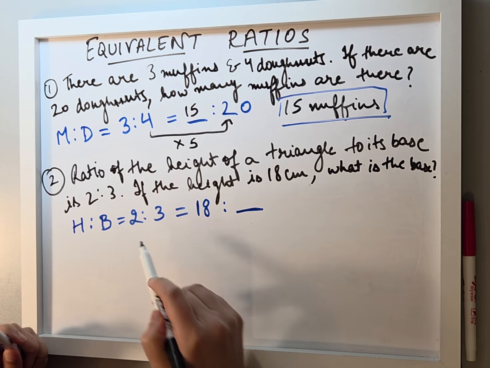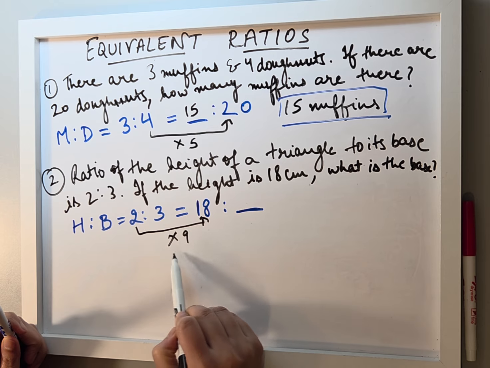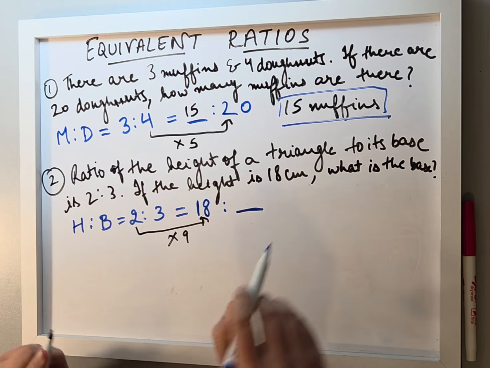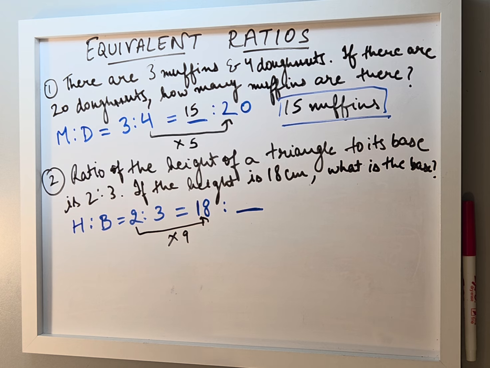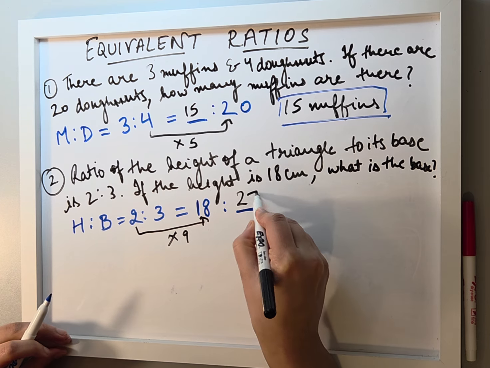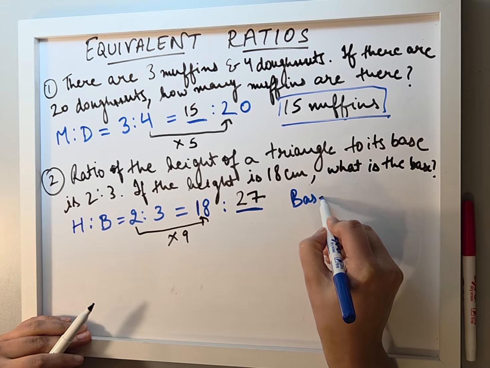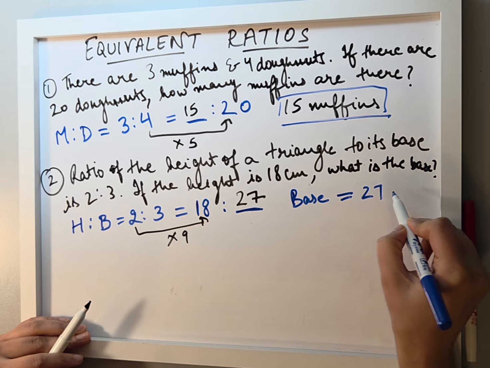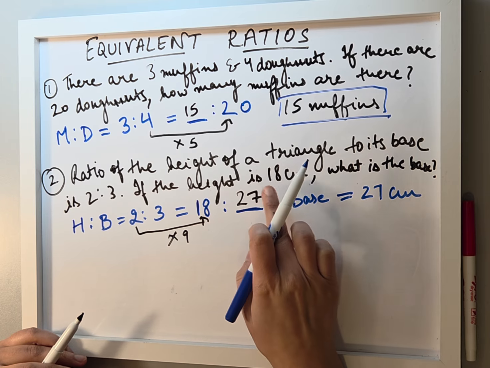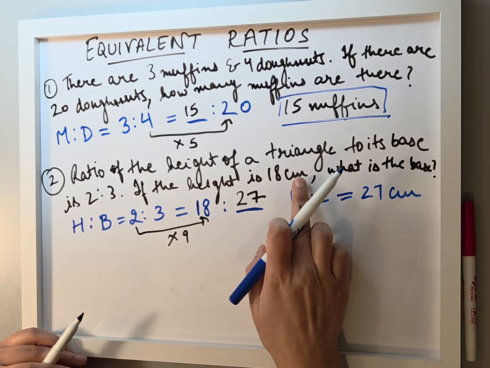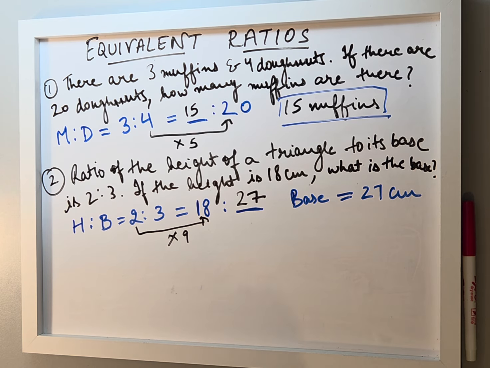Okay. So how did the 2 become 18? If we multiply it by 9. 2 into 9 is 18. So to find the missing base, we multiply 3 into 9 as well. And what does this give us? 27. So we can say the base will be 27 centimeter. So just remember, because they said centimeter, we have to find the base and we also have to mention the unit with it.